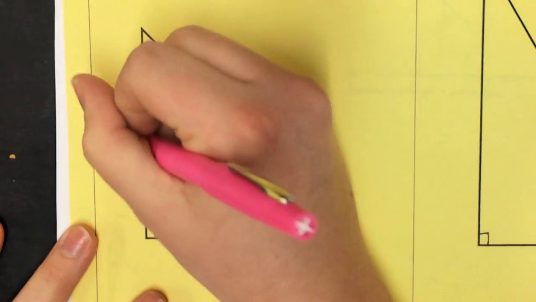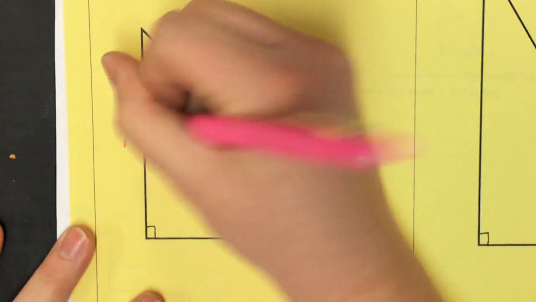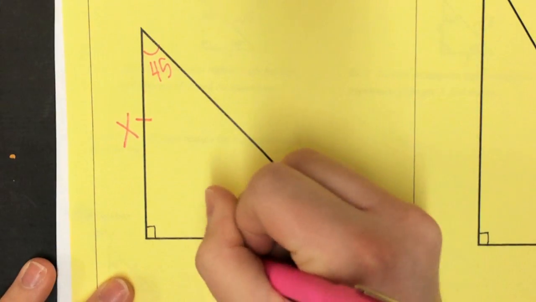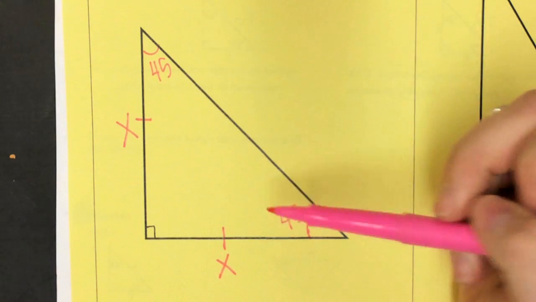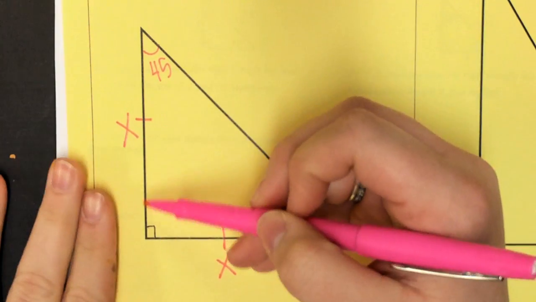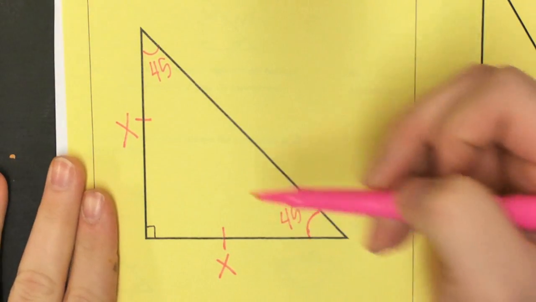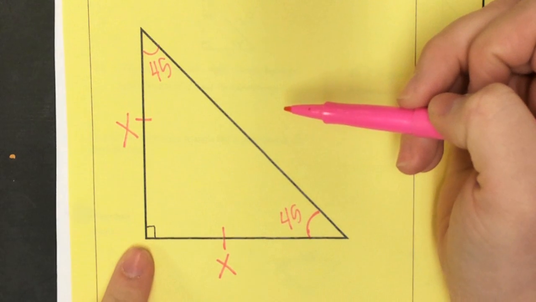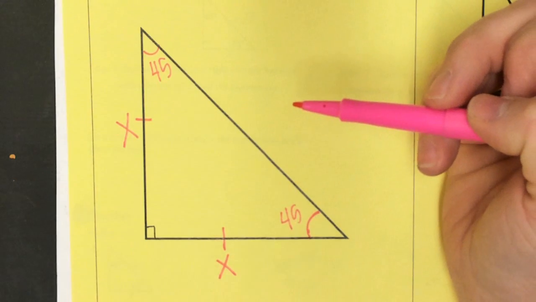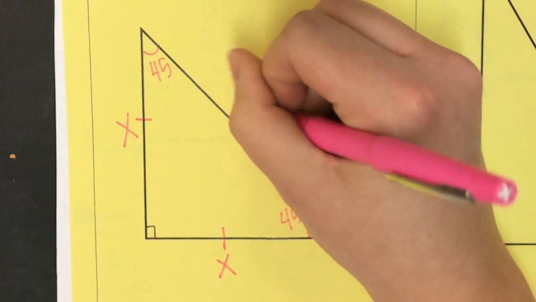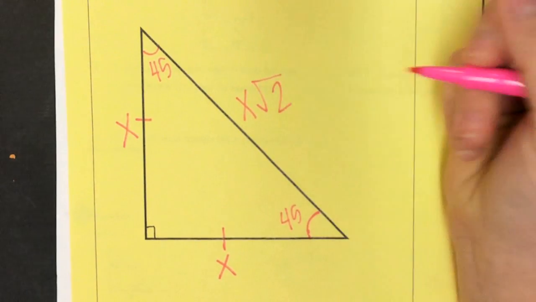So let's go ahead and label what we do know. Let's call this x. If this is x, it's going to have the same distance as this other side. These are also called legs. You can call these legs and the hypotenuse. This is going to be the same as this. Now to find your hypotenuse, which is always across from the largest angle, and our largest angle in this case is 90, is going to be x square root of 2.